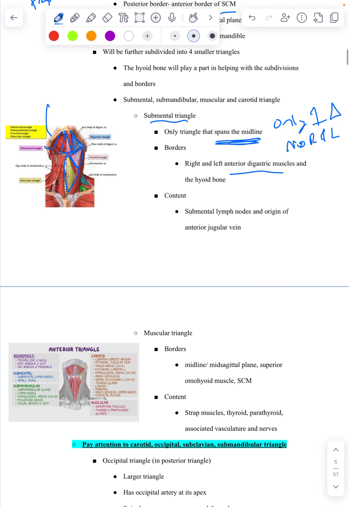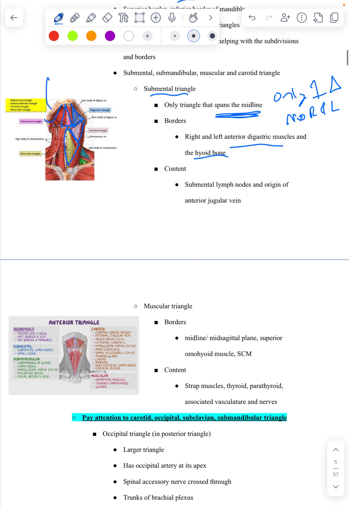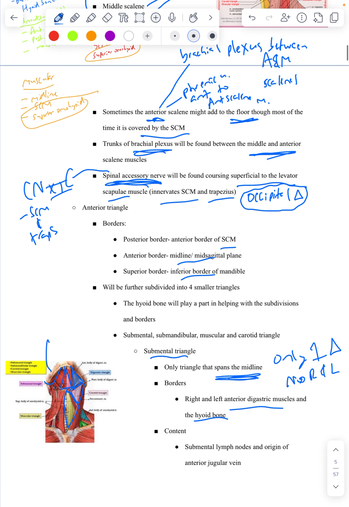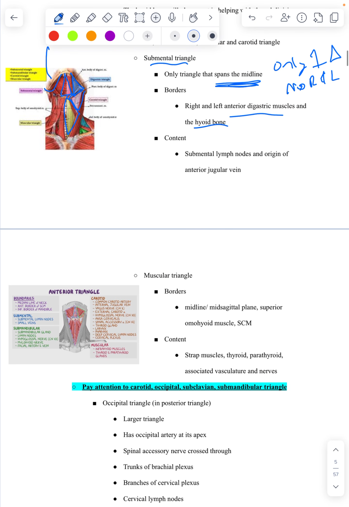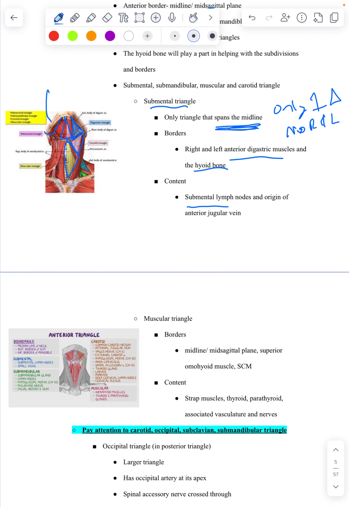You use both digastrics and the hyoid bone. So we talked about the borders. Okay, these are some of the contents. This is probably some of the important stuff. For the submental triangle, you get submental lymph nodes. It also has an anterior jugular vein, which I guess is whatever.